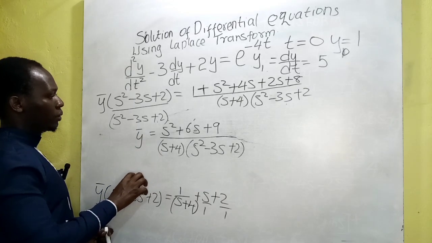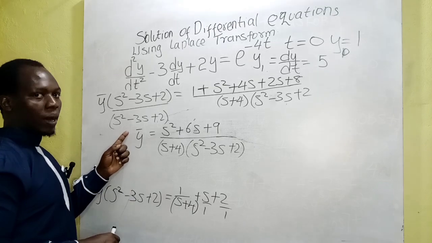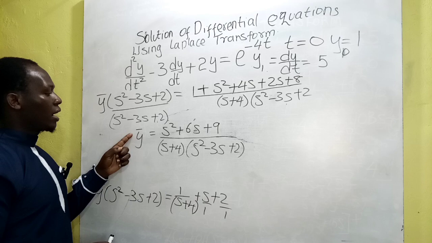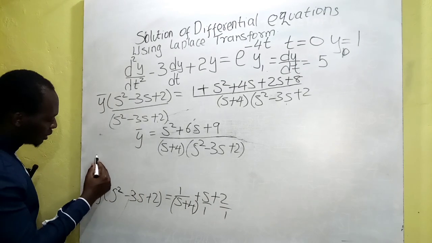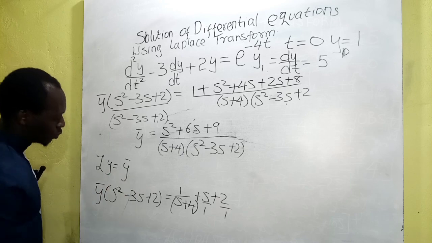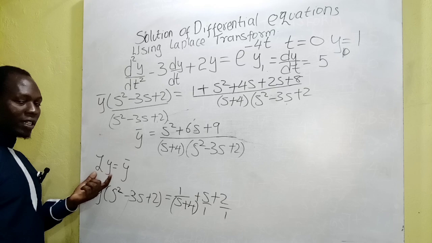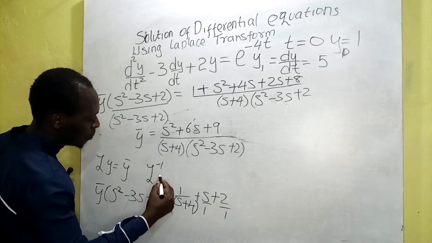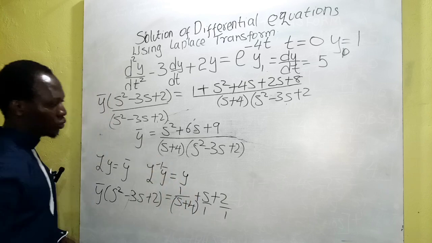Now, we need to have our term of y on our left hand side. For us to have our term of y, we need to understand that the Laplace transform of y is equal to y bar. That means that when you want to go back to our term of y, you must take the inverse Laplace transform of y bar, which is equal to y.